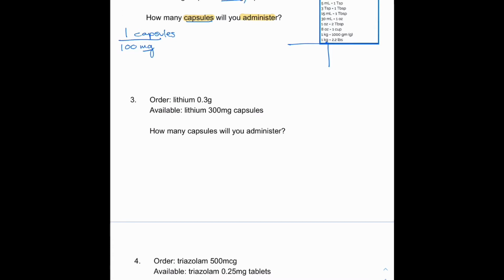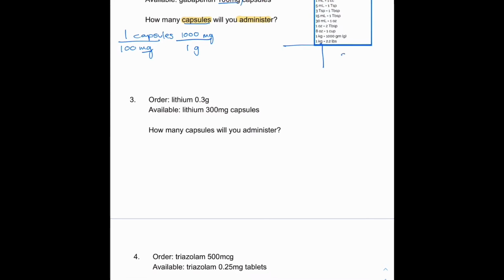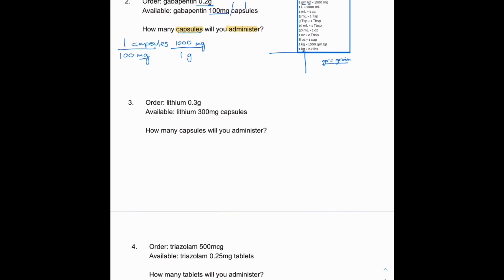I need the milligrams to go away. So, so that it cancels, I'm going to put the milligram up top right here. That's 1,000 milligrams for every 1 gram. And take note here, so a gram can either be written GM or G. GR is grain, which we're not going to do in this video. All right.